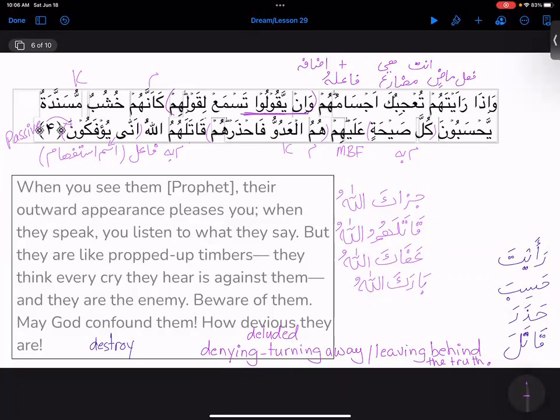It's supposed to be yaquluna, right? Simplify, I mean. Why is it not yaquluna? Yeah, we didn't learn that yet, right? So that is supposed to be our next lesson.